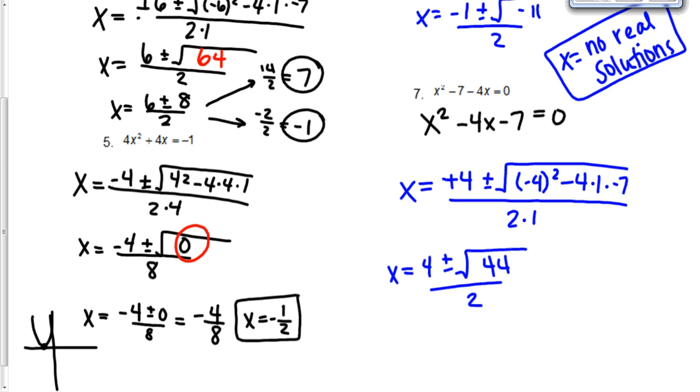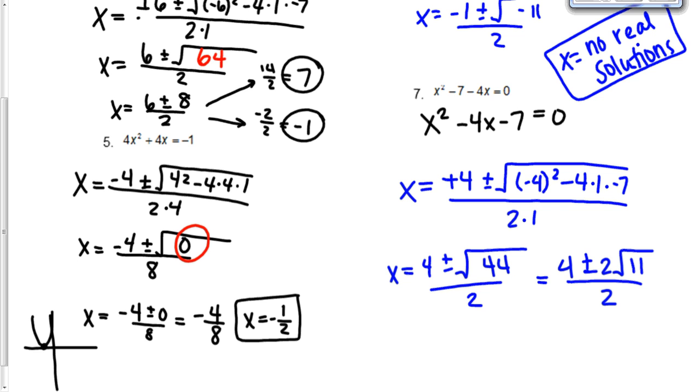All right, on number 7, you should get 4 plus or minus the square root of 44 over 2. Remember that this can be changed into 4 plus or minus the square, no, not square root. Sorry. Okay, plus or minus 2 root 11 over 2, right? I should say plus or minus, because I broke 44 into 4 times 11.